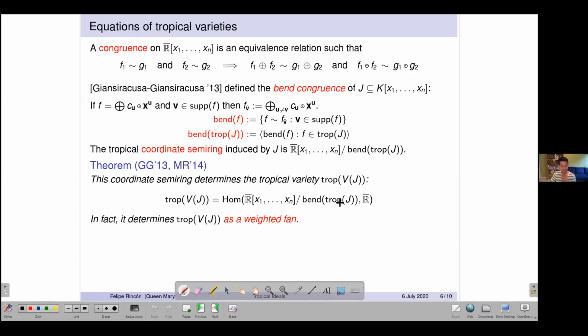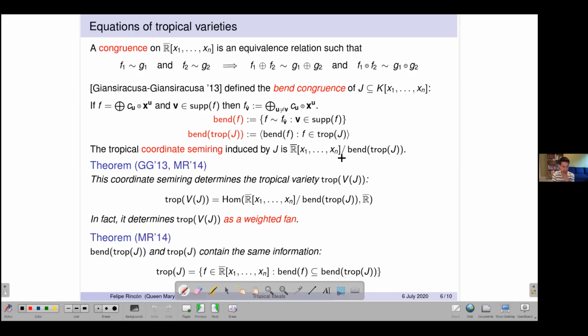But it's nice that we can recover the tropical variety from this semiring in a very natural way. And in fact, in a paper one year later, by Diane and me, we proved that you actually determine the tropical variety as a weighted fan. So remember, the tropical variety is not only a set, but it also comes with multiplicities, the multiplicities that make it a balanced fan. And you can recover the multiplicities from this semiring. If I just give you this semiring, this algebraic object, you can recover that the multiplicity of this cone is equal to 3, the multiplicity of that cone is equal to 7, and so on. That's encoded in there.